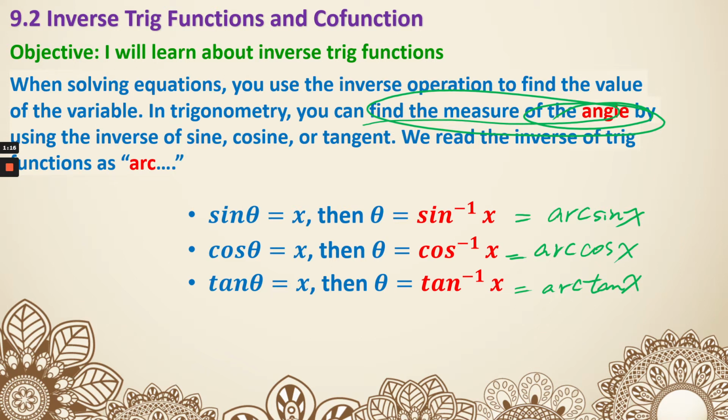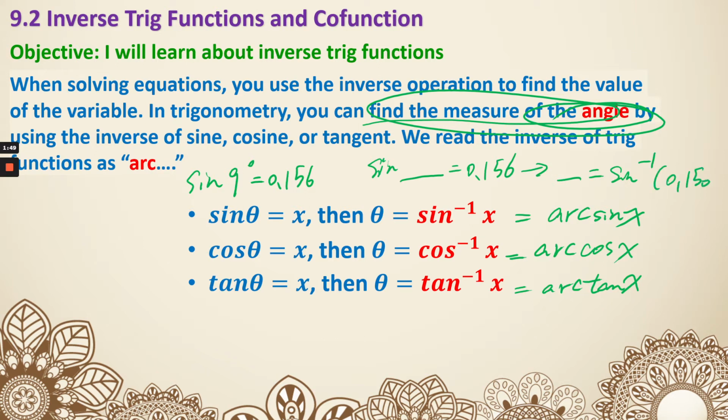And here's what it actually means. So for example, in the previous lesson, we had sine 9 degrees equals 0.156. In this lesson, we're just saying we don't even know what degree it is. We don't know it's actually 9 degrees. We just know sine of something is 0.156. We're trying to find that angle, which means this angle is going to become sine to the negative first power, or arc sine of 0.156. We're trying to find what angle makes the sine 0.156. So that's what it means.